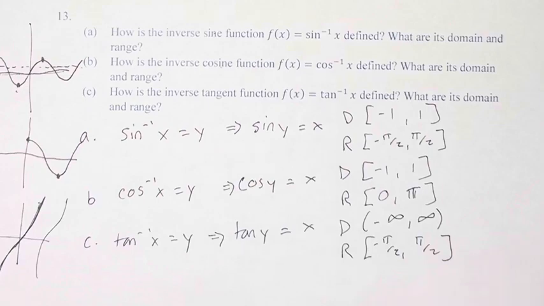So hopefully that lets you understand how these functions are derived, not only with the standard definition of an inverse, where we're swapping the inputs and the outputs, but also with these special domains and ranges. Because the original functions aren't 1 to 1, we have to compress them.